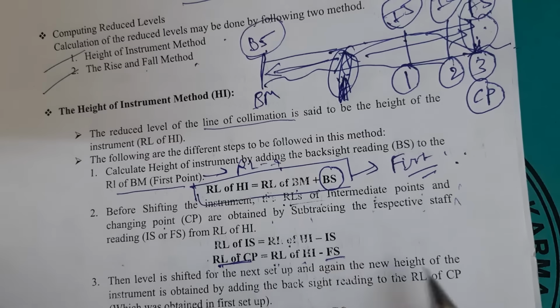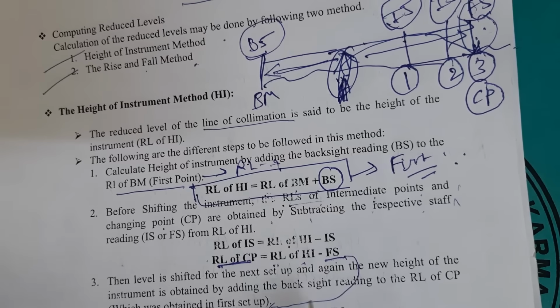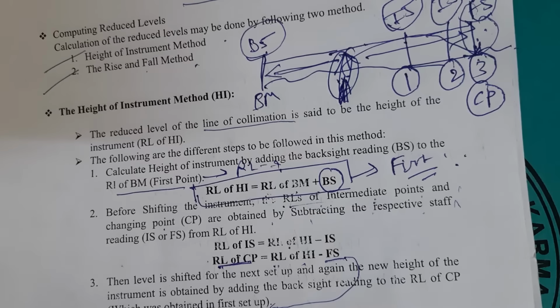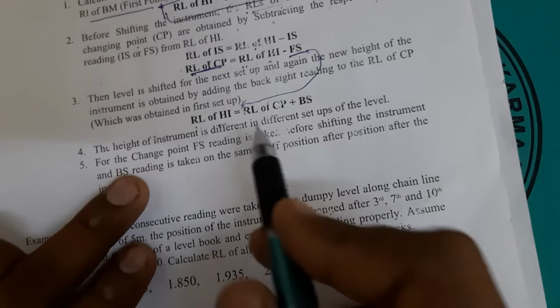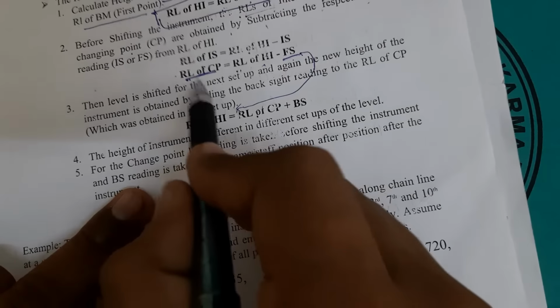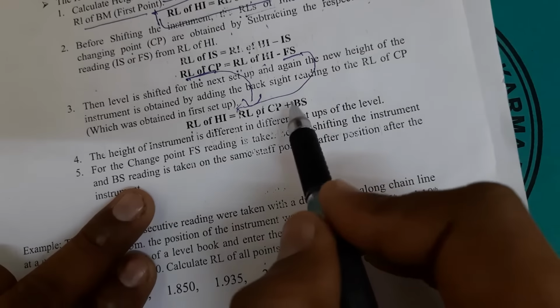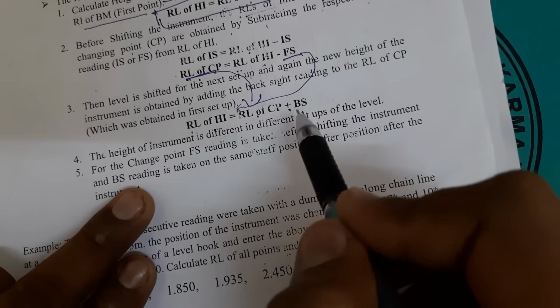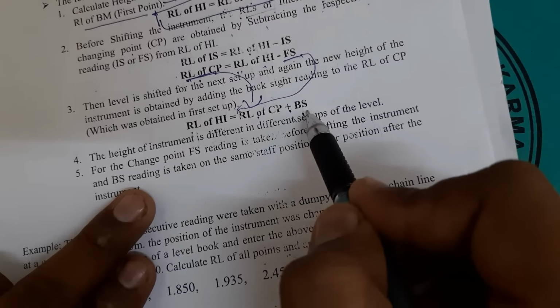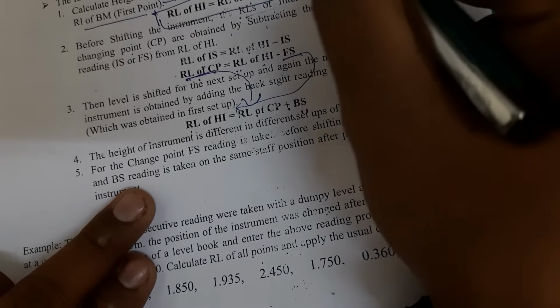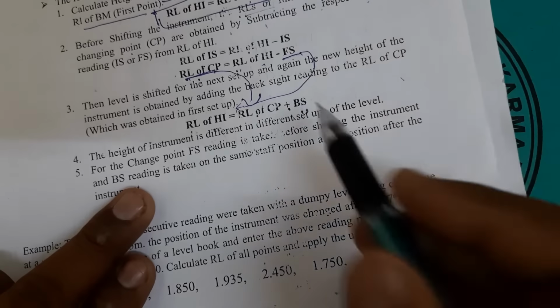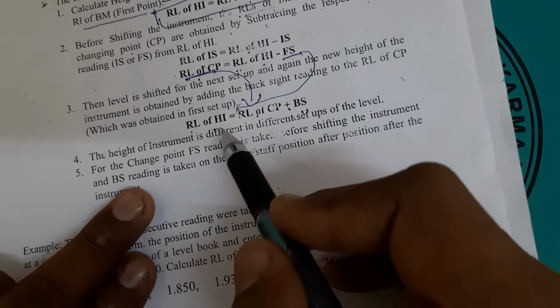After that, you need to calculate HI. So RL of HI is equal to RL of CP, which we found earlier using the foresight, plus BS, the backside point. After that we measure the backside point, and this is your RL of HI.